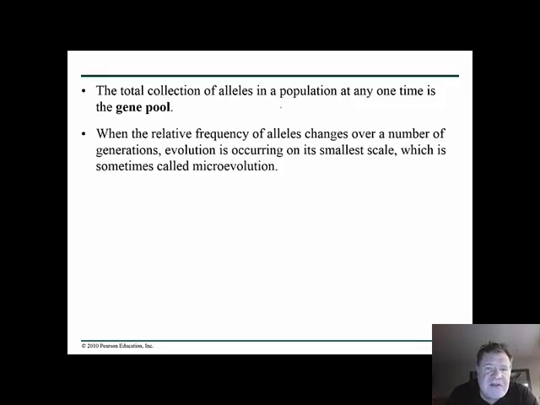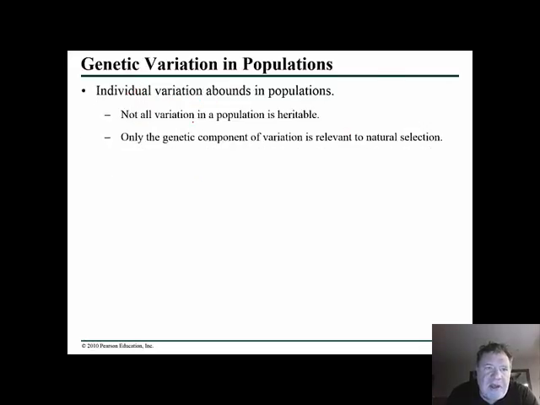The total collection of alleles in a population at any one time is what we call the gene pool. When the relative frequencies of alleles change over a number of generations, evolution is occurring on a smaller scale. This is what we call microevolution. And so again, evolution is this change in the gene pool over time. What we see is evolution abounds in populations.